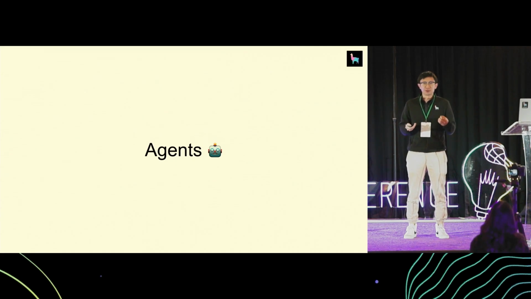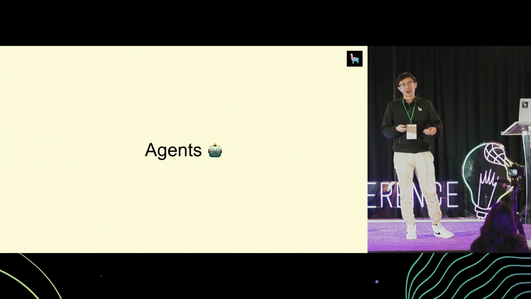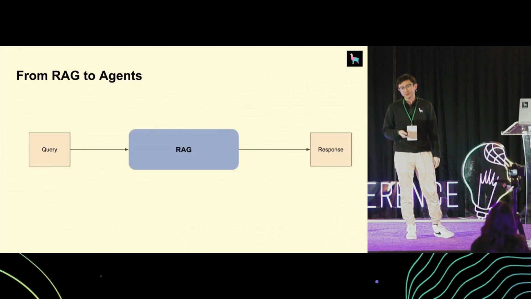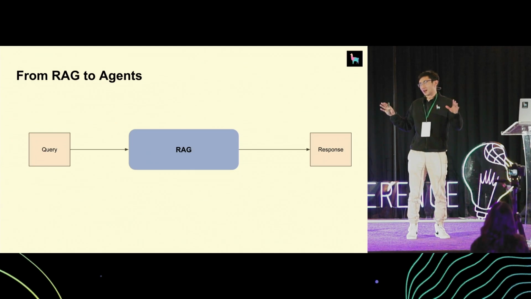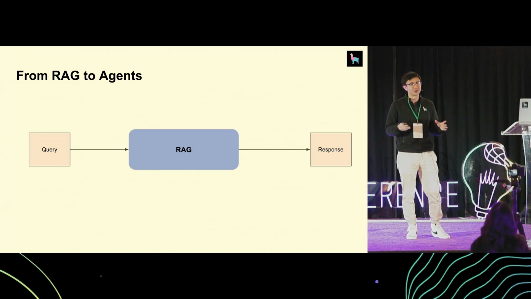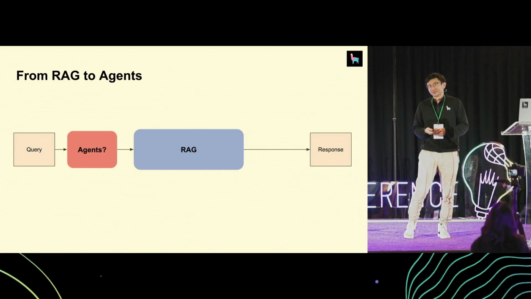But how does that really relate to RAG and what can you do with it, right? How can you basically add on layers to RAG to make it more agentic? So here's RAG, right? You have a user question, you have your RAG black box pipeline, and you have an answer, right? You could add agents in the beginning.